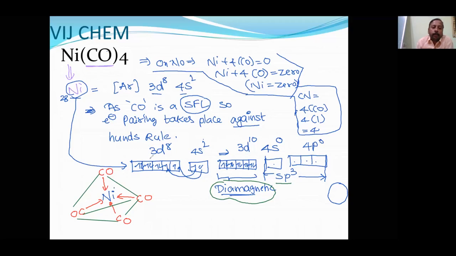Understood? What is the common name? Nickel tetracarbonyl. But the IUPAC name is tetracarbonylnickel(0). So that is about nickel tetracarbonyl. I think it is clear now. Now let's see one more similar example. So many similar examples are there.